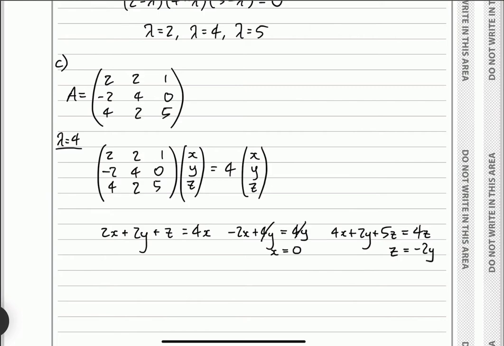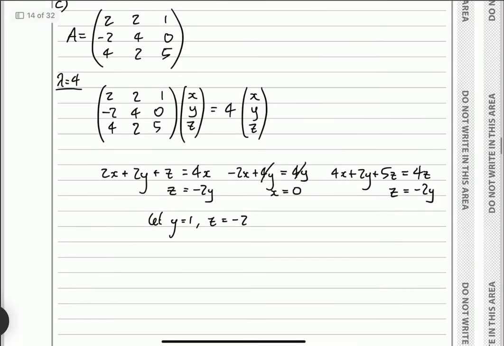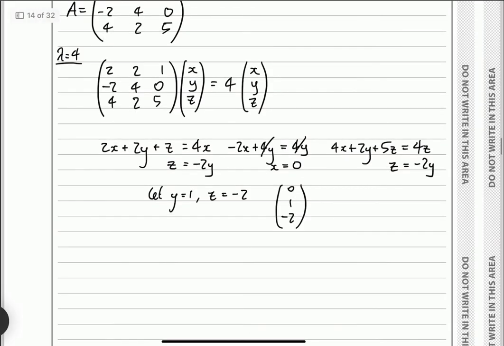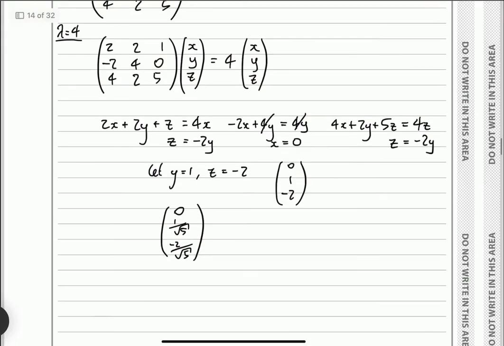And if x must equal 0, the first one is giving us the same information. z is equal to minus 2y. So if we let y equal 1, then z is equal to minus 2, and x we know must be 0. So we get 0, 1, minus 2, but don't stop there because that's not normalized yet. So the normalized eigenvector, we need to divide it by the magnitude. 1 squared plus 2 squared is 5. So we get 0, 1 over the square root of 5, minus 2 over the square root of 5. And that is our answer for lambda equals 4.